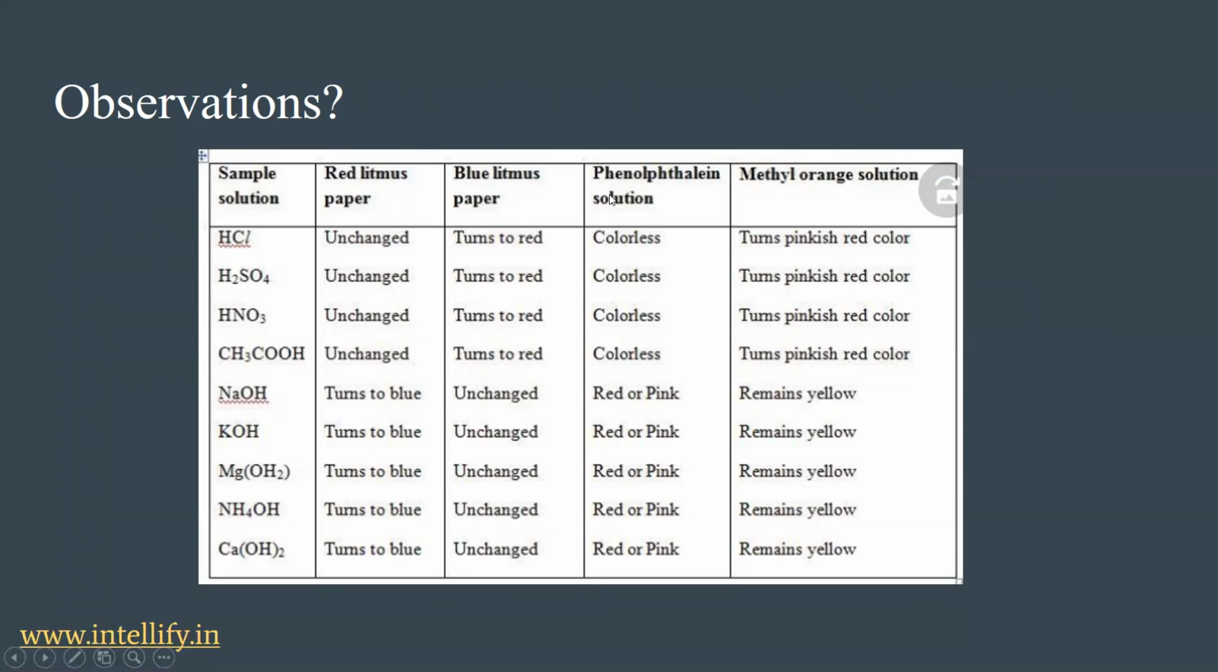Let us see about phenolphthalein and methyl orange. If you add phenolphthalein solution to acids, they remain colorless. But if you add methyl orange solution, they turn pinkish red. What happens to bases with these two synthetic indicators? If you add phenolphthalein solution to bases, they change to red or pink. If you add methyl orange solution, they remain yellow. I hope this table tells you how these indicators show whether a solution is acid or base.